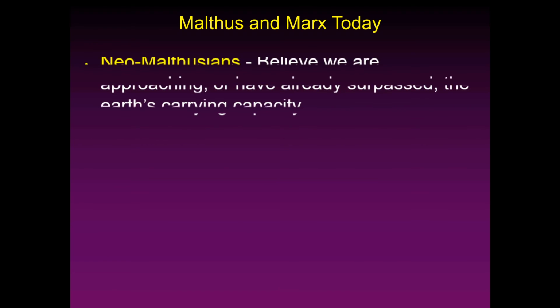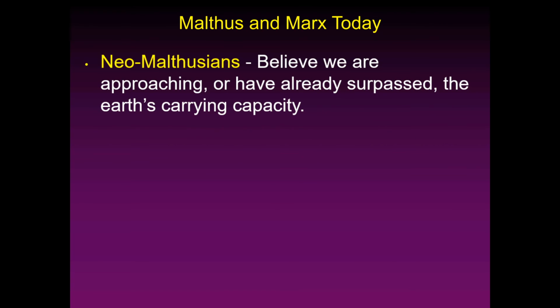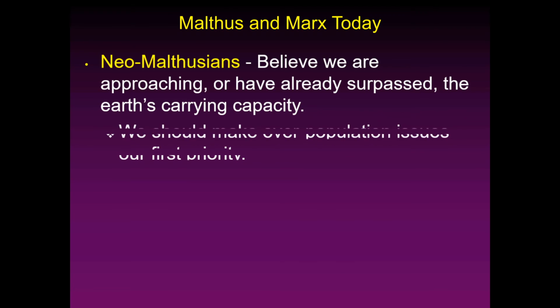And then looking at both of their ideas today, the neo-Malthusians believe we are approaching or have already surpassed the Earth's carrying capacity. We know now that this is false because the Earth's carrying capacity is estimated to be between 12 and 20 billion based off of how food is distributed. And we should make overpopulation issues our first priority.